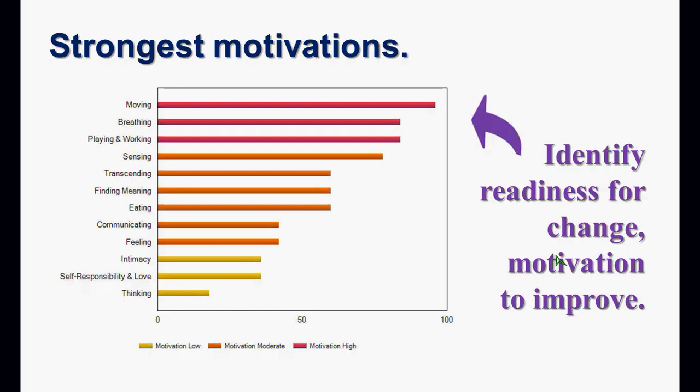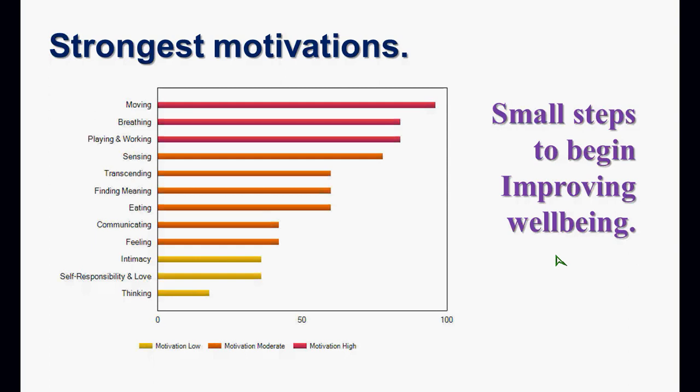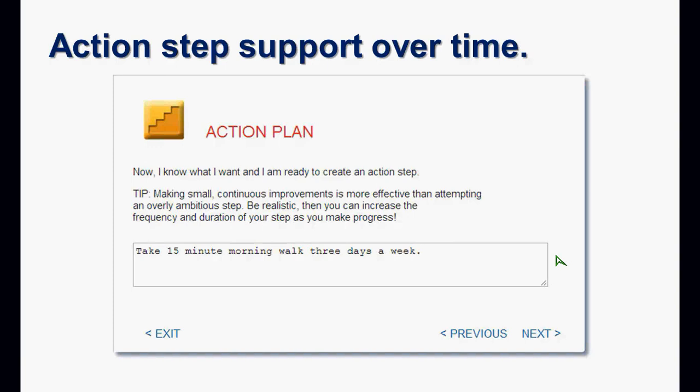They also receive their motivation scores, which identify their readiness for change and their motivation to improve, so they have a better idea of what's a good area for me to start in that I'm actually motivated in. Not that someone has been telling me, that my parents or my girlfriend or my doctor have been telling me that I need to do, because maybe I'm not ready to do that, but maybe I am ready to start moving in other directions. And then these motivations lead to small steps to begin improving overall well-being and creating action steps to help support this growth over time.